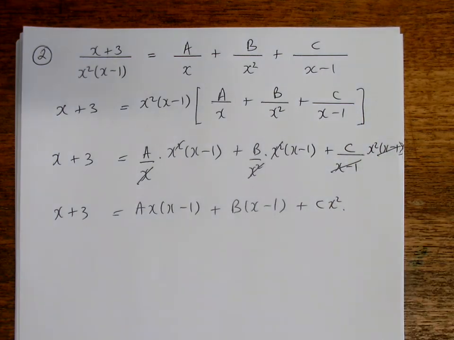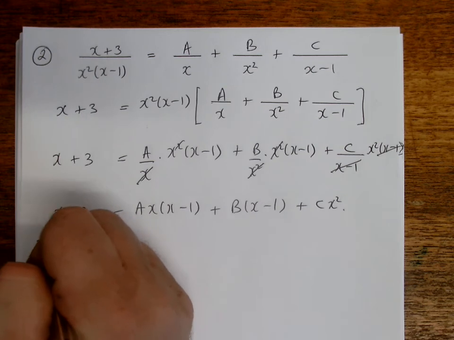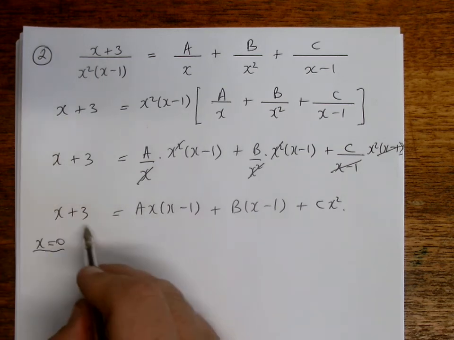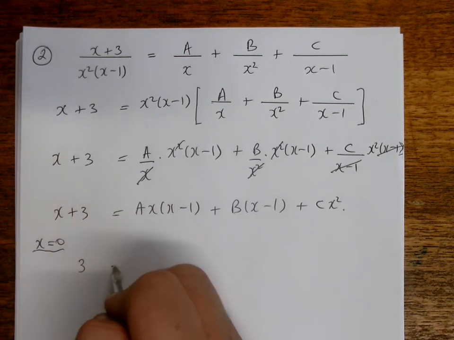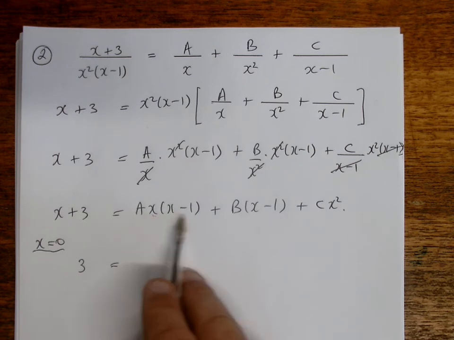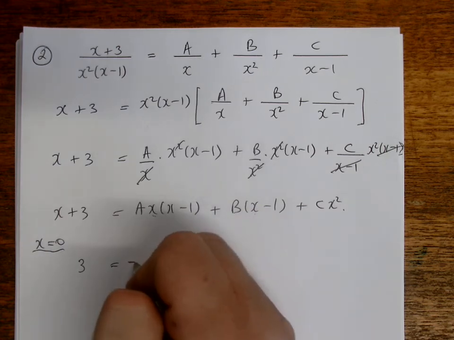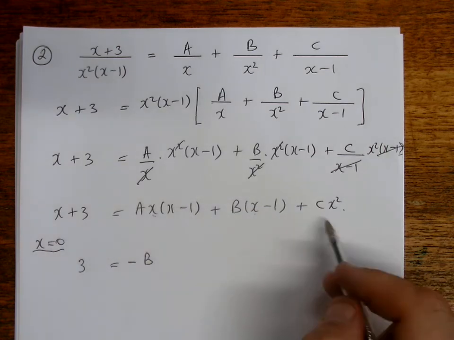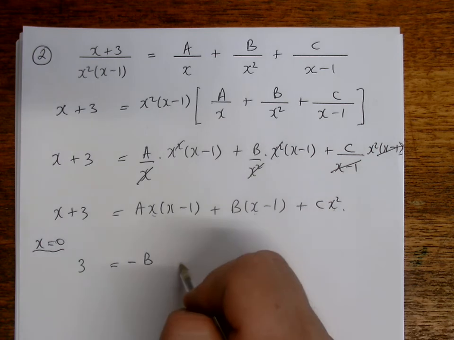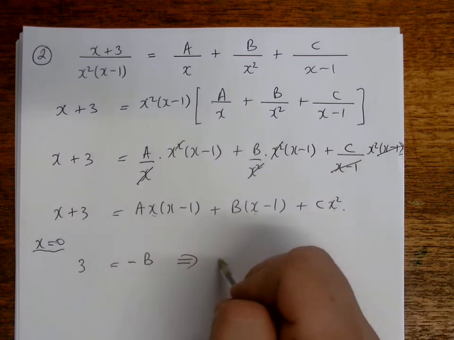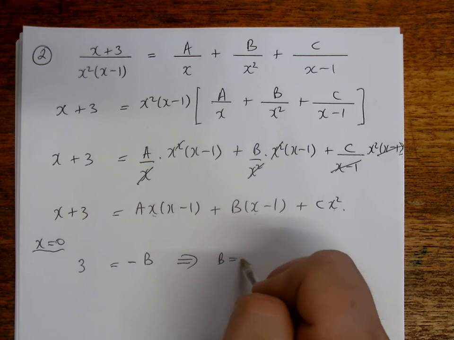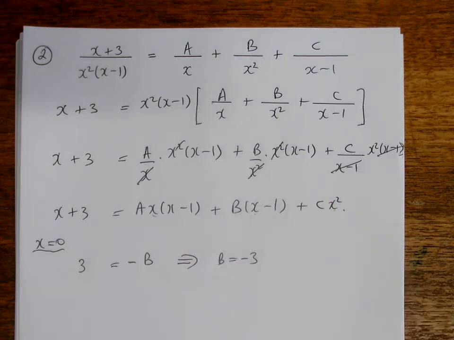So I think the sensible value to start with is x equals 0. If I do that, this would just be 3. 0 there will make this whole thing 0. 0 there, well that'll be 0 minus 1, so that'll be minus 1b, so minus b. And 0 there, the c will go. So this means 3 is equal to negative b, so that means b is equal to negative 3.